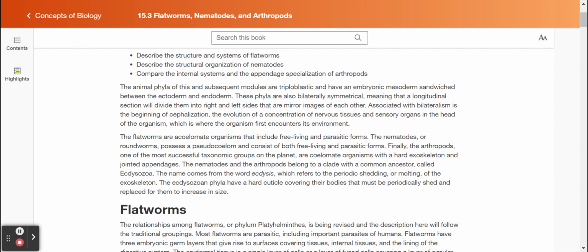Ecdysozoa. The name comes from the word ecdysis, which refers to the periodic shedding or molting of the exoskeleton. The ecdysozoan phyla have a hard cuticle covering their bodies that must be periodically shed and replaced for them to increase in size.